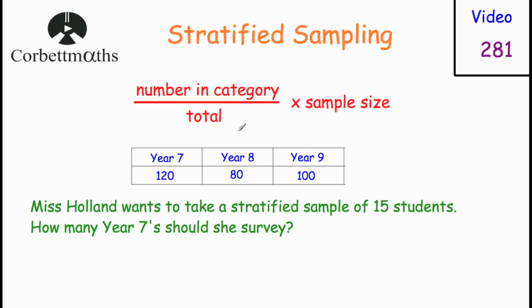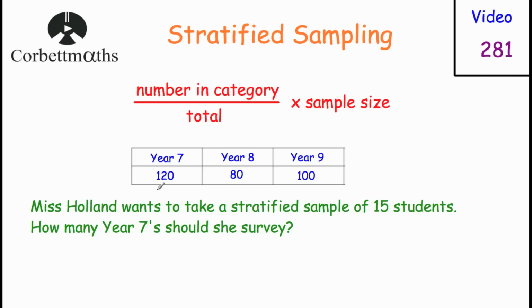So the formula for stratified sampling is the number in the category divided by the total times the sample size. And the question says Miss Holland wants to take a stratified sample of 15 students, and it says how many year 7s should she survey. So it's a bit of a tongue twister. Let's start off with year 7s. So we want to find out how many year 7s she wants to survey.